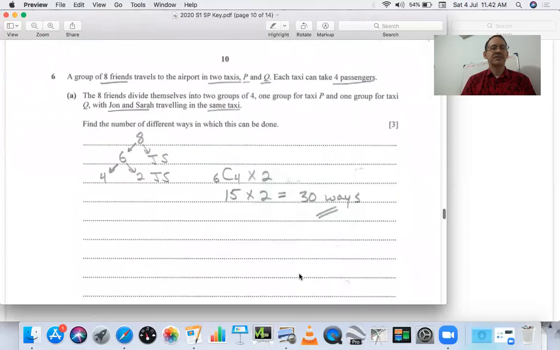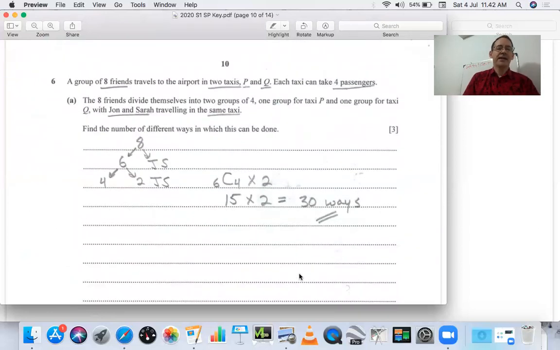Moving on to question number 6, we have a group of 8 friends traveling to the airport in 2 taxis. We have taxi P and taxi Q. Each taxi can take 4 passengers. The 8 friends divide themselves into 2 groups of 4, one group for taxi P and one group for taxi Q. John and Sarah are traveling in the same taxi. It doesn't say which one, just the same one. Find the number of ways in which this can be done.